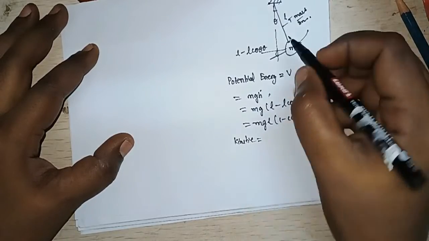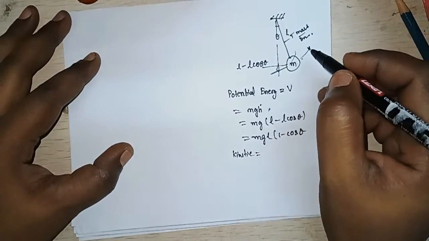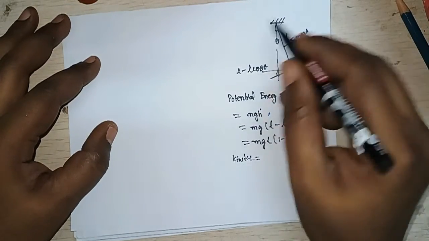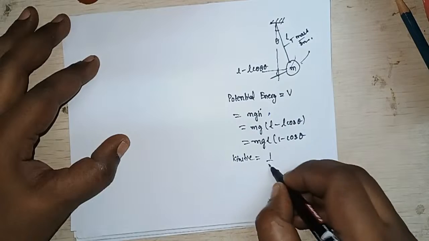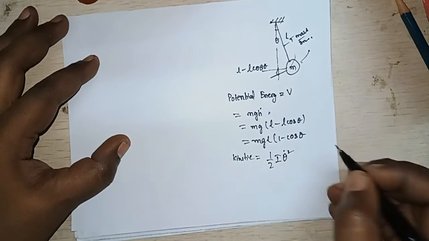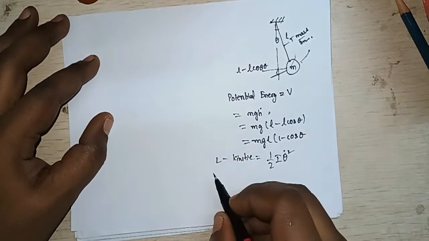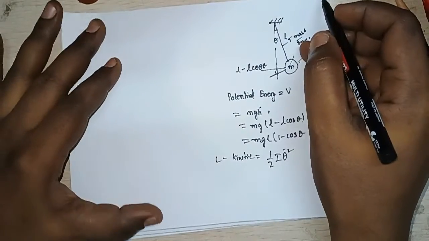Kinetic energy is nothing but, see, this mass is rotating like this. Since the mass is rotating, it has a rotational kinetic energy, half I into theta dot square. Okay, now what is this? This is L. Now what is our Lagrangian function over here?